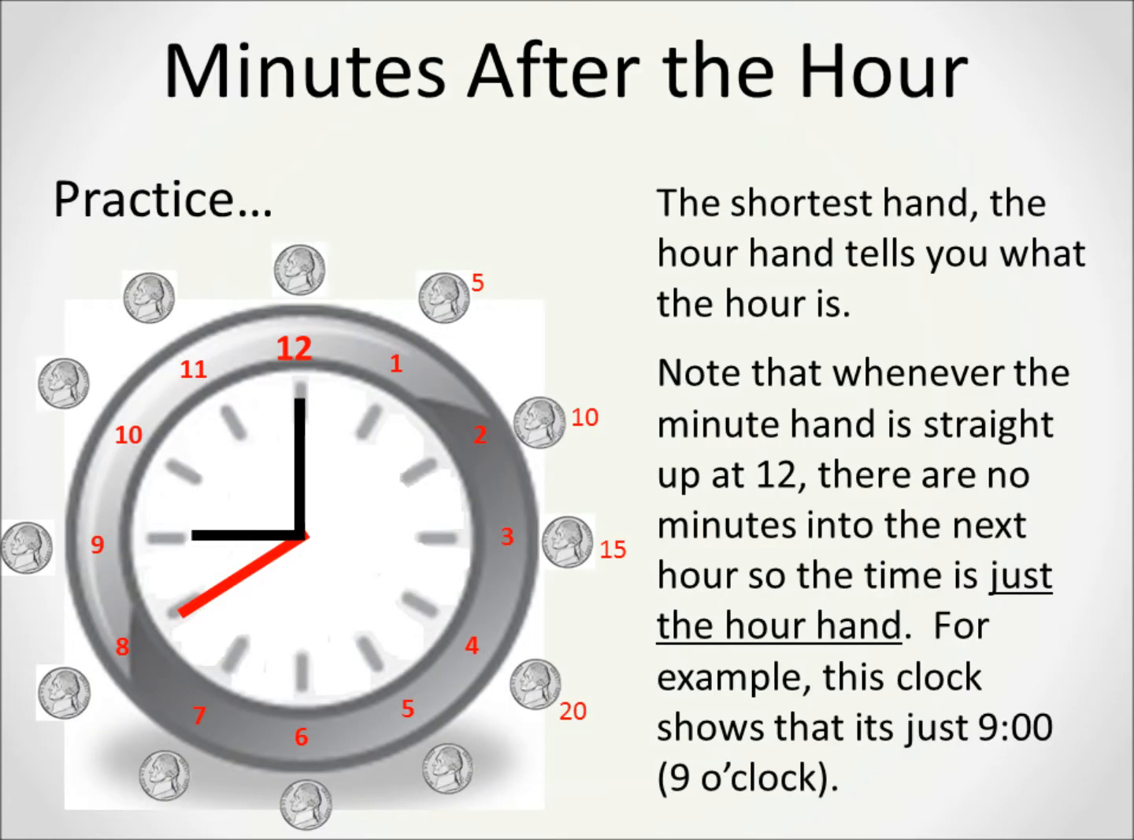The shortest hand, the hour hand, tells us what hour it is. Now that's pretty easy. Before we go on, note that whenever the minute hand is straight up at 12, there are no minutes into the next hour. So time is just the hour hand. For example, this clock shows that it's just 9 o'clock, not 9:01, but just 9 o'clock.